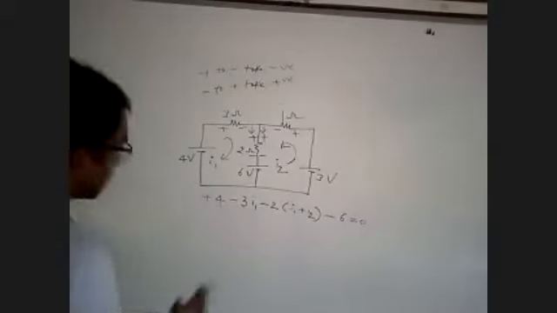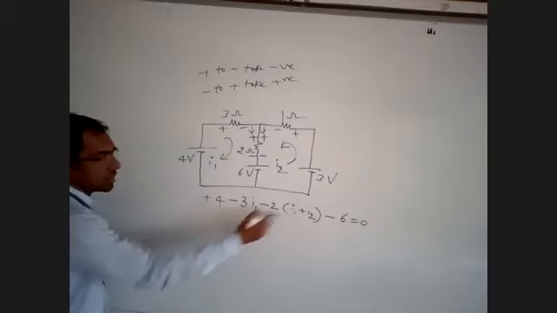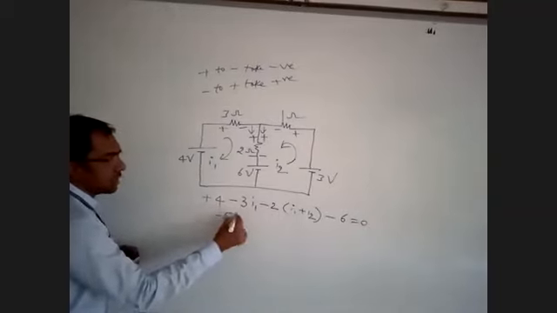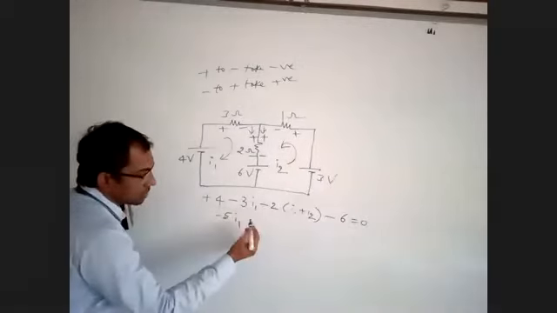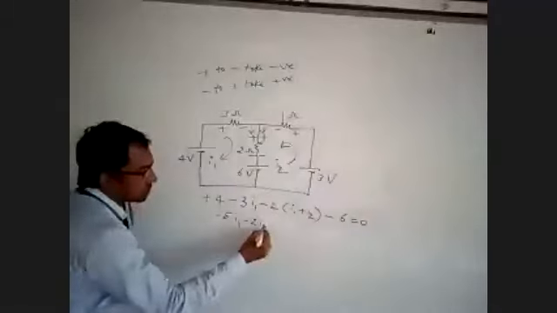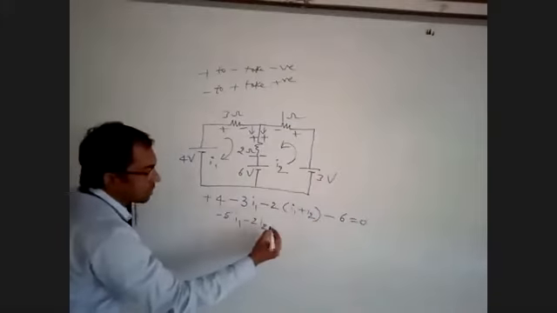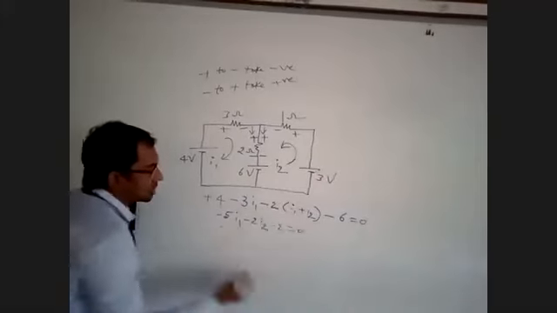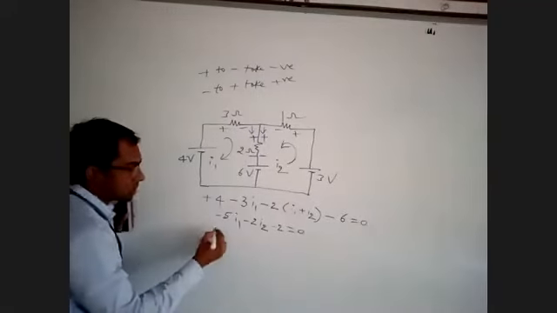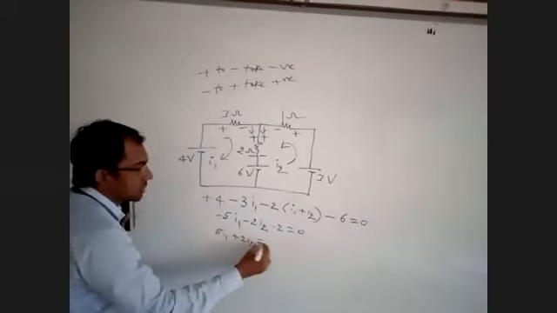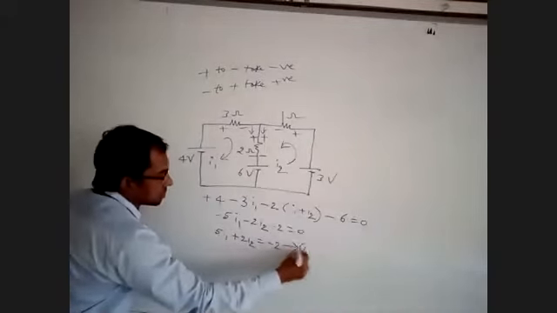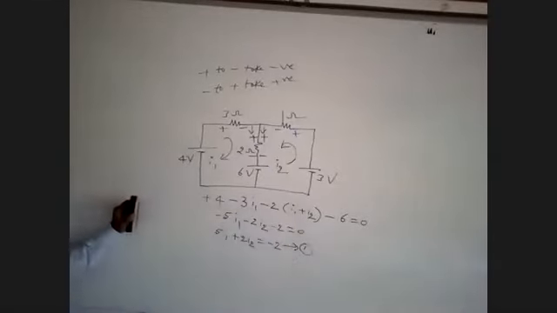Now simplify this. Bring all I1 terms: minus 3I1, minus 2I1, minus 5I1. Next, minus 2I2. Minus 4 minus 6 is equal to 0. Now make I1 positive. That is 5 I1 plus 2 I2 is equal to minus 10. This is your first loop equation.